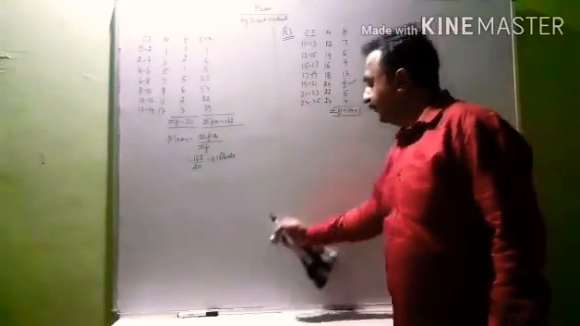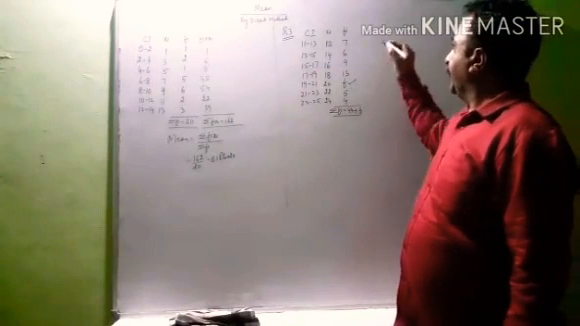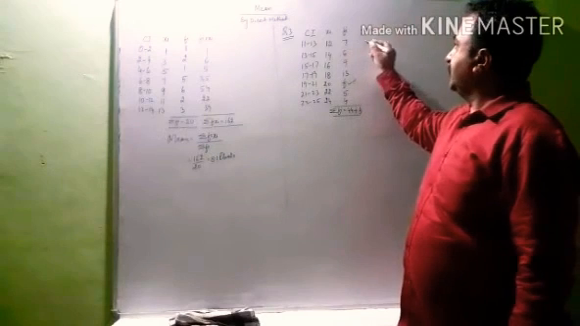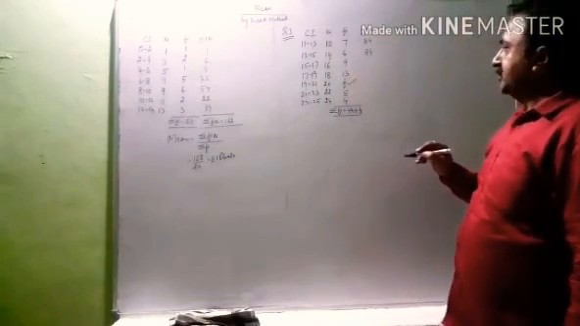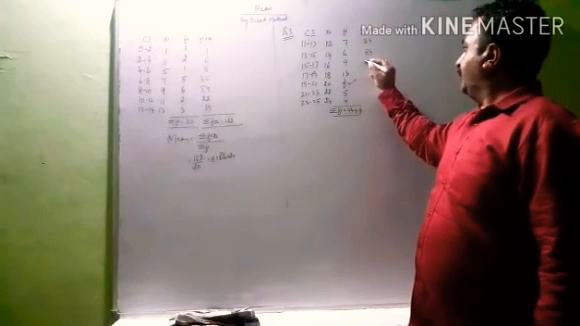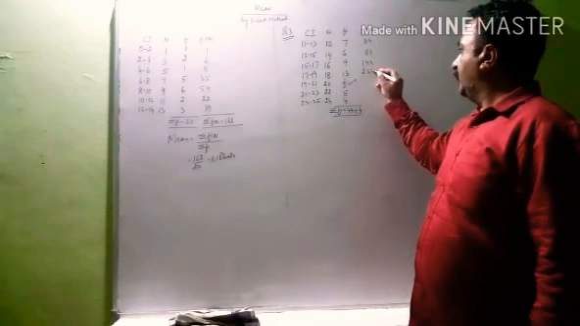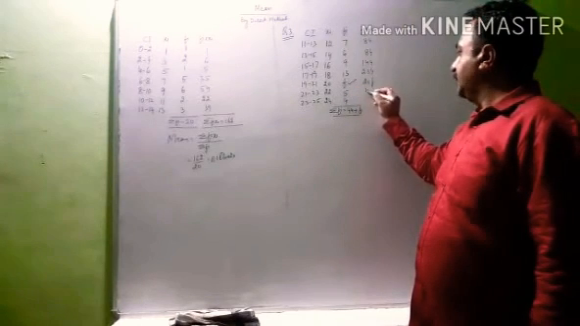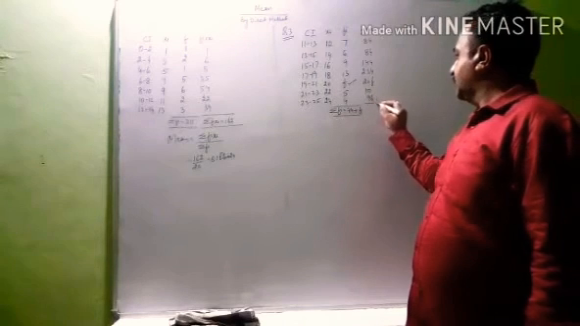So now, 44 plus f. Find out fi into xi. 12 sevens are 84, 14 6s are 84. You must know the tables. 16 nines are 144, 18 into 13 is 234. It is 20f. 22 into 5 is 110, 24 into 4, that is 96.